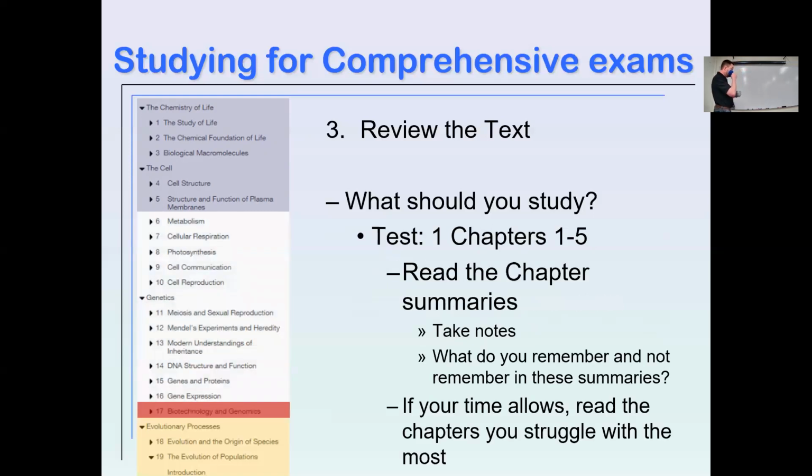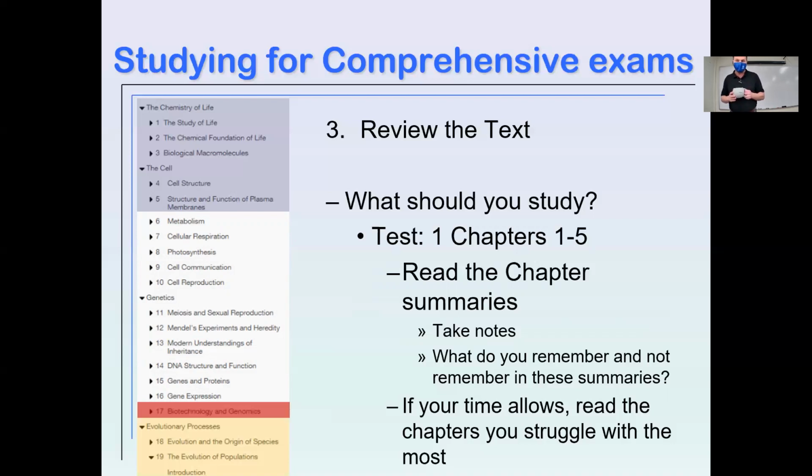And these next 4 slides are just repeating the same thing over and over again because it really is rinse and repeat. The test 1 material, that's chapters 1 through 5. At the very least, if you've got time to reread those entire chapters, do it. If that's helpful for you, do it. At the very least, read those chapter summaries. They're pretty well written.